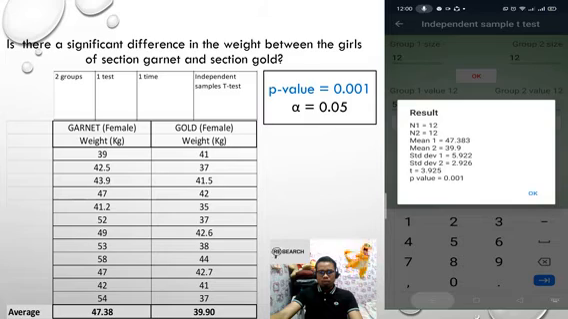Okay, so the p-value, as we compute it using the statistics calculator, is equal to 0.001. And again, do not forget that the alpha that we decided to use is at the 5% significance level. So we'll be using 0.05.